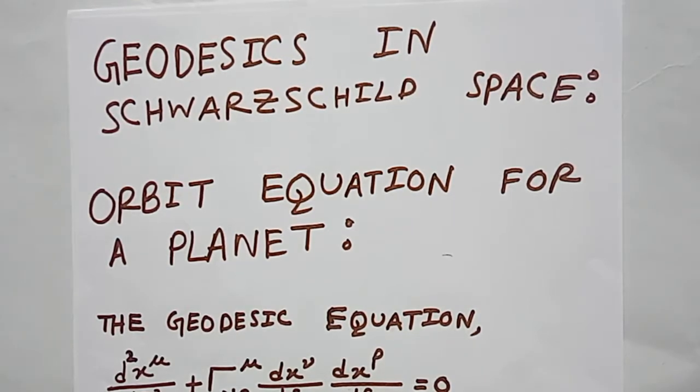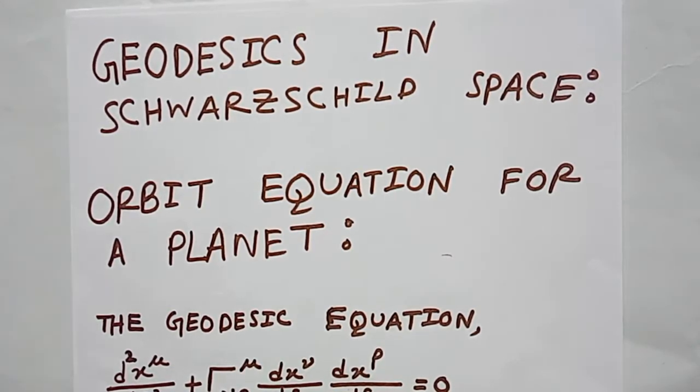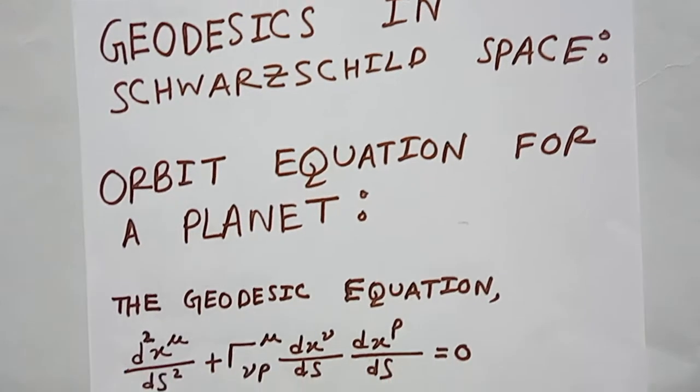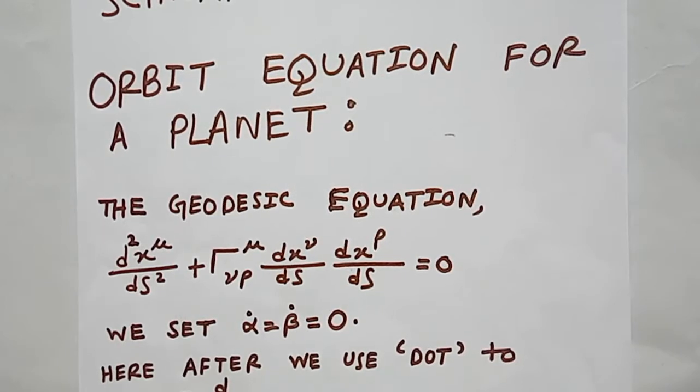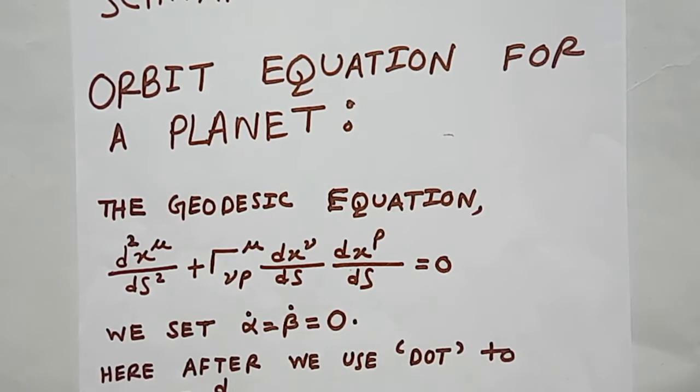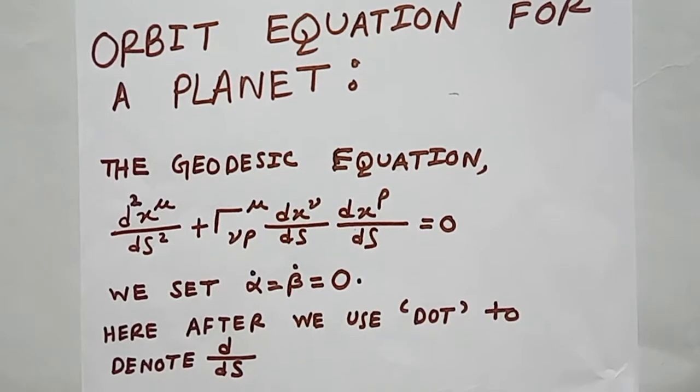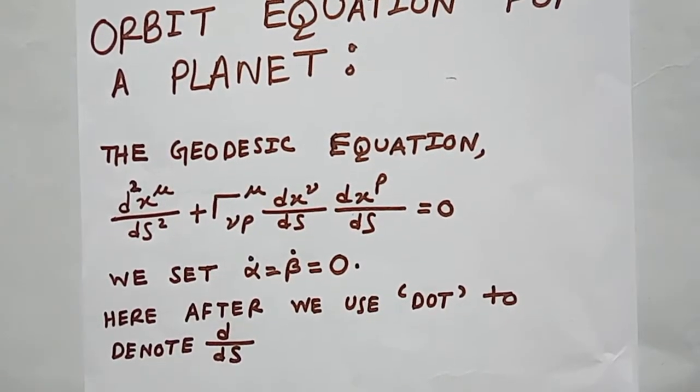Today our discussion is the geodesic in a Schwarzschild space: the orbit equation for a planet. Before starting this lecture, I recommend you see my earlier video, the Schwarzschild solution of the Einstein field equation. Please see that. Now, the geodesic equation.